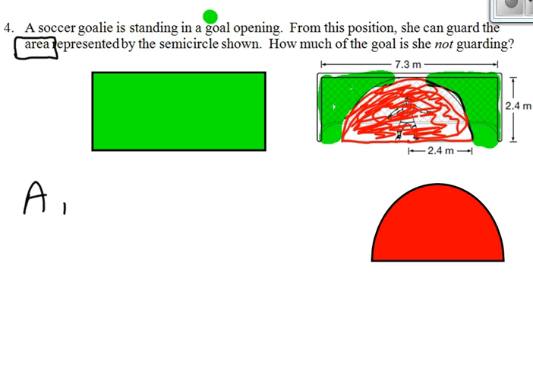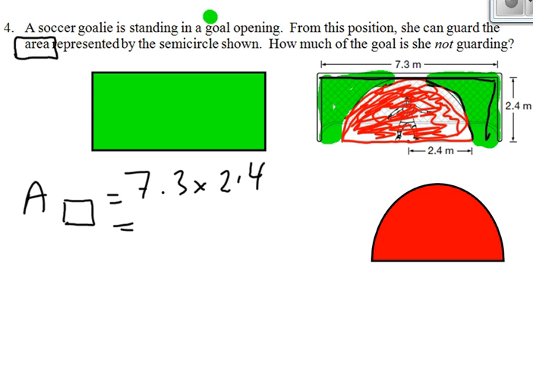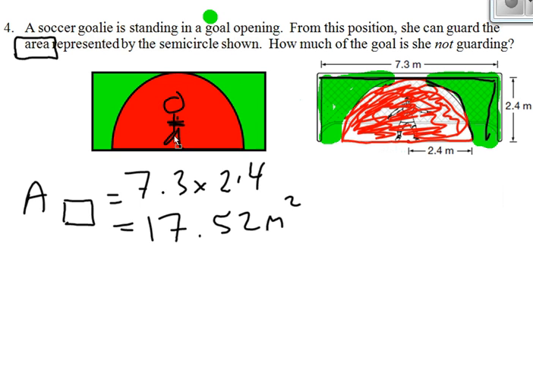So the area of the rectangle is, area is length times width, so 7.3 times 2.4, and in your calculator you should get 17.52 square meters. So if the goalie wasn't anywhere here, if she was, say, over here talking to the referee, then there would be 17.52 square meters of unguarded net. However, that's not where she is. She's here where she's supposed to be, and therefore she can guard this whole area, the red. So let's figure out what she can guard.